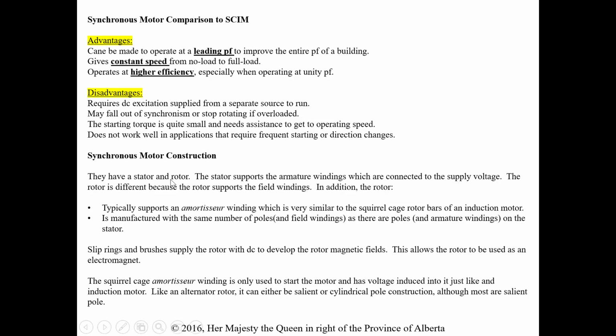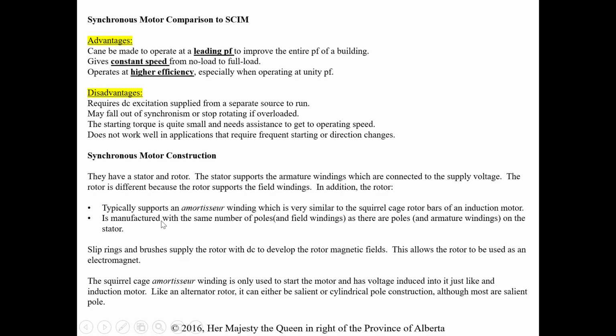The construction, again, they have a stator and a rotor. This part's going to be very similar to our alternator. We're going to have armature windings in the stator, and the field is going to be on the rotor spinning around. So the rotor is different because it supports the field windings. Again, different from a squirrel cage induction motor, because we actually have a separate source going to that rotor as well, that DC source for our field.